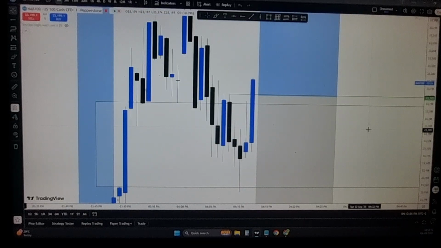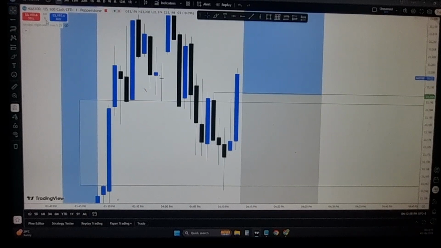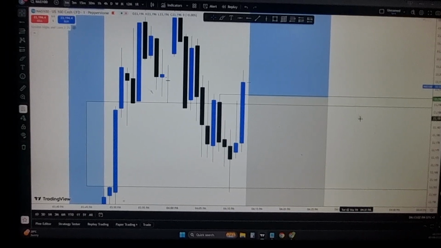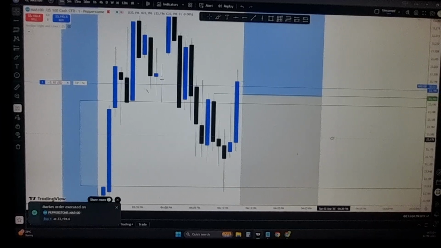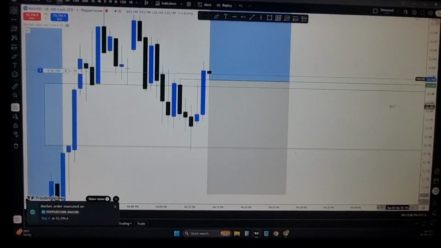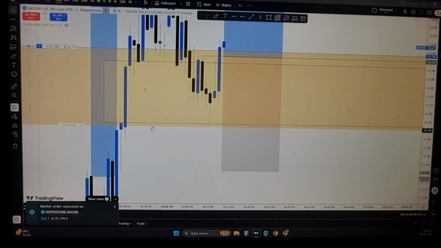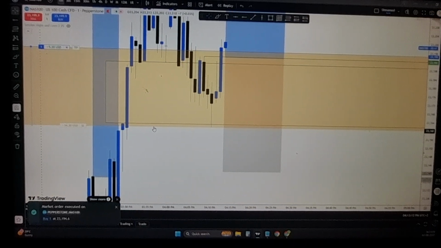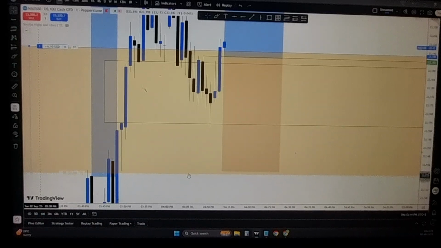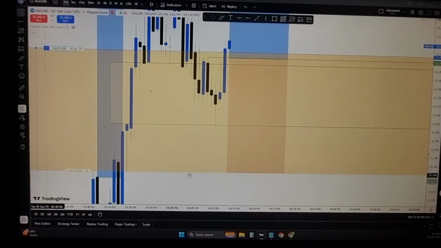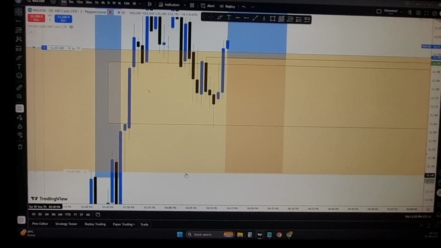So if we break structure over here, I'm gonna enter with one lot. Okay, so we break structure. I'm entering 4 Long John Silvers. Let's go. Okay, so let's see. Damn. Okay, 40.34, below the fair value gap. Okay, risking $55.